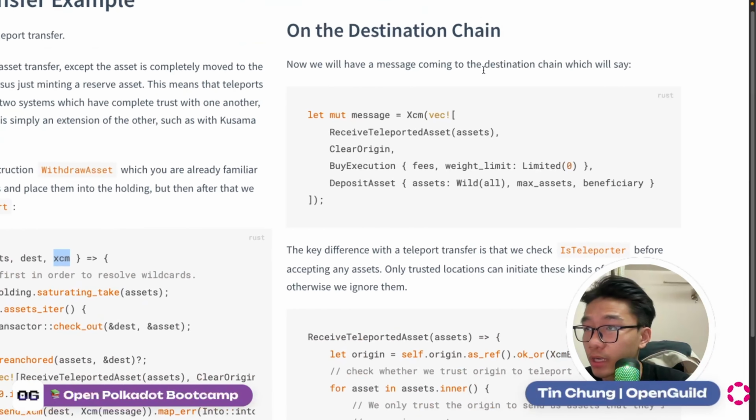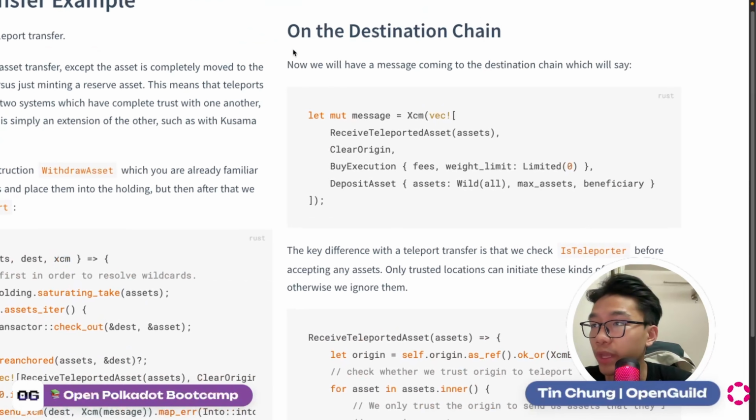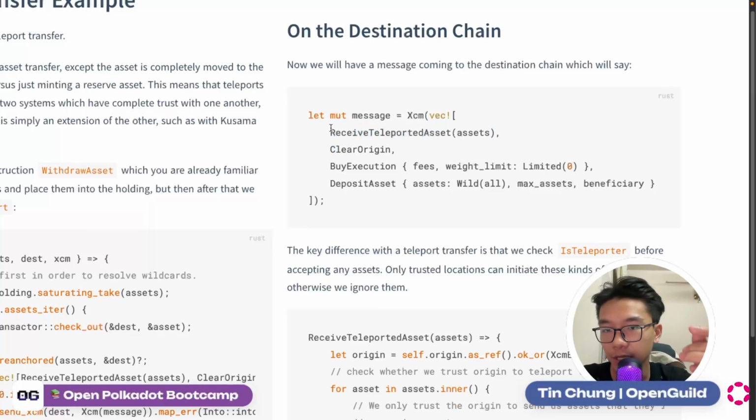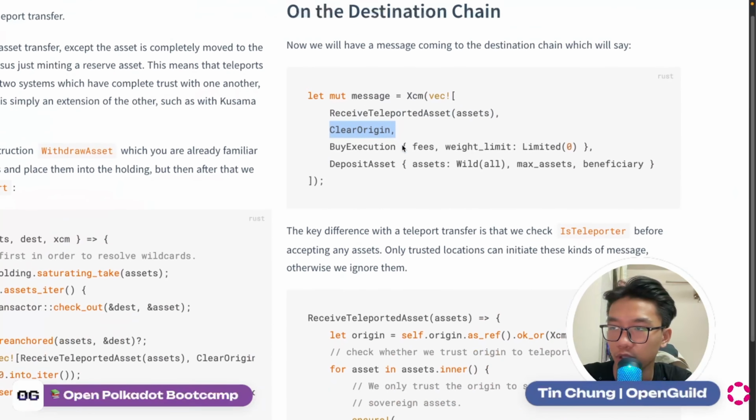Then how about on the destination chain? So when you send that message and it is processed and executed, then there's gonna be a few other instructions sent to the destination chain. The first one would be added automatically, not by yourself, but from the XCM executor: the receive teleported asset. That's how the destination chain receives this teleported asset from the source chain.